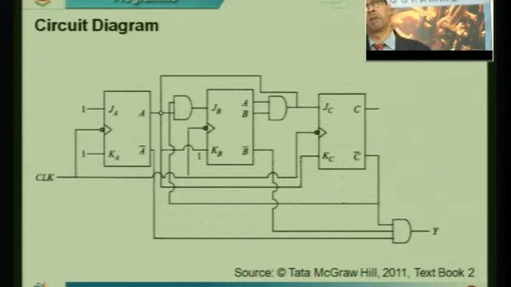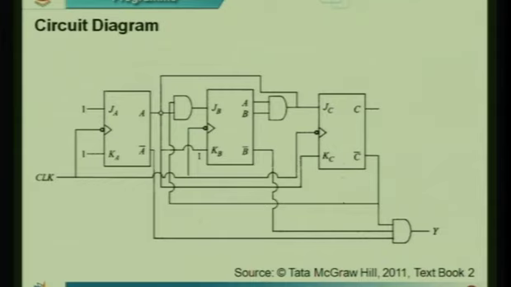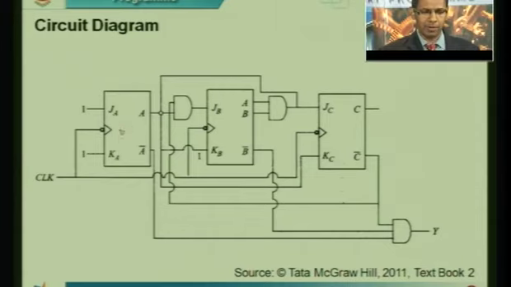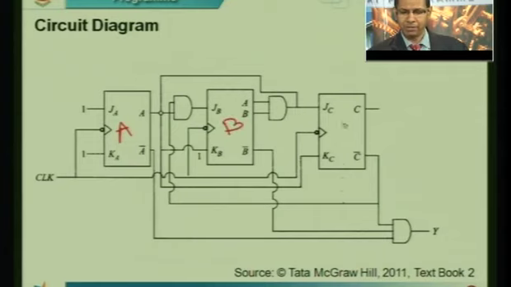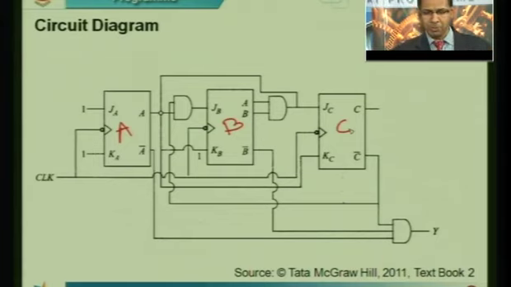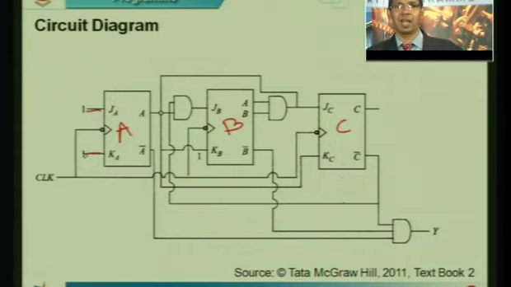All of them are going to be JK flip-flops. So this is the flip-flop for the LSB, which is A. This is the flip-flop for A, this is the flip-flop for B, and this is the flip-flop for C. So what were our design equations? Our design equations said JA and KA were both logic high. So what have we done? We have connected them to 1, which is logic high.